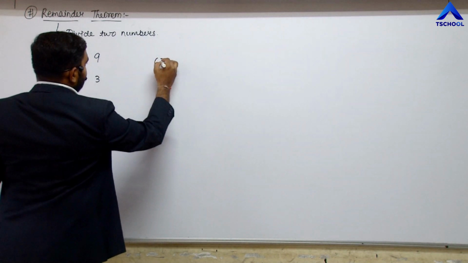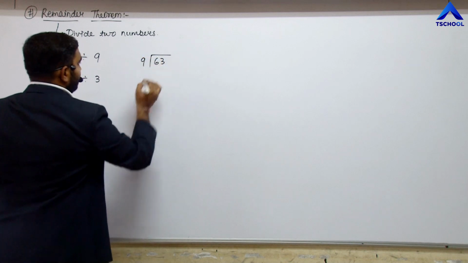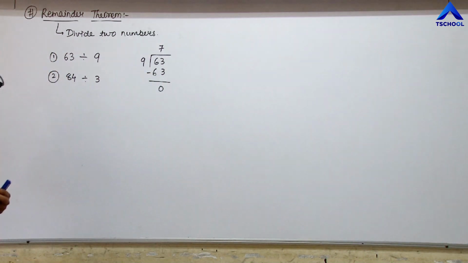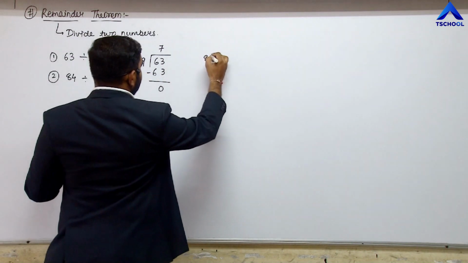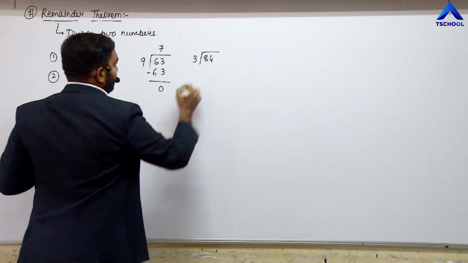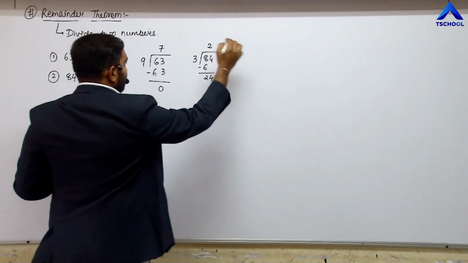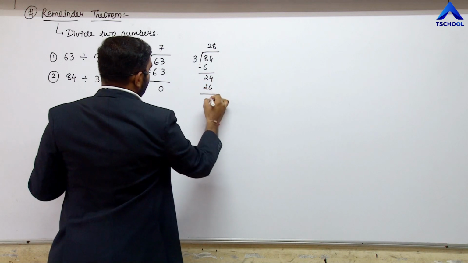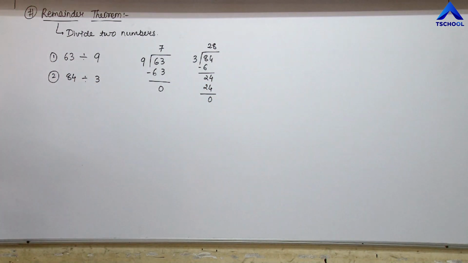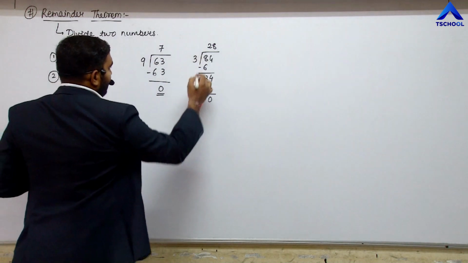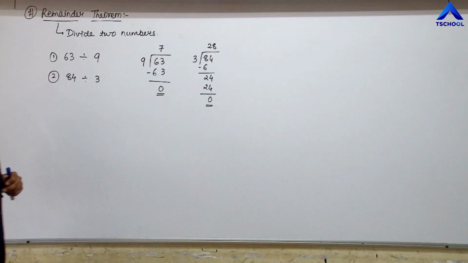So if I go on dividing 63 by 9, then 9 into 7 is 63, which gives me a remainder 0 after the subtraction. And for the second one, 84 divided by 3, then that will be 3 into 2 is 6, remainder 2 here, 4, and 3 into 8 is 24, right? So in both these examples, when I divide 63 by 9, I get a remainder 0, and when I divide 84 by 3, I get a remainder 0. So in these cases the numbers are perfectly divisible.